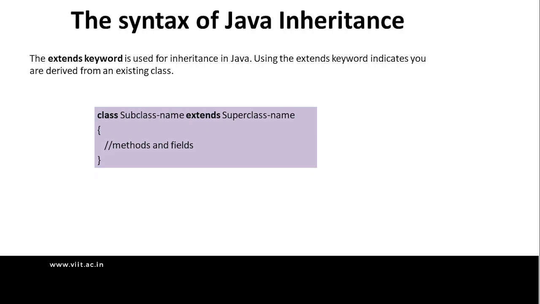The syntax of Java inheritance. The extends keyword plays an important role in inheritance. It is used for inheritance in Java. Using the extends keyword indicates you are derived from an existing class. For example, class name extends superclass name, and inside you may include additional methods and fields.